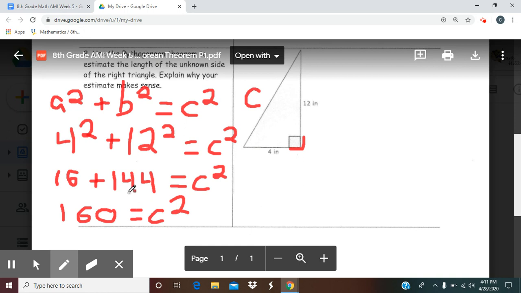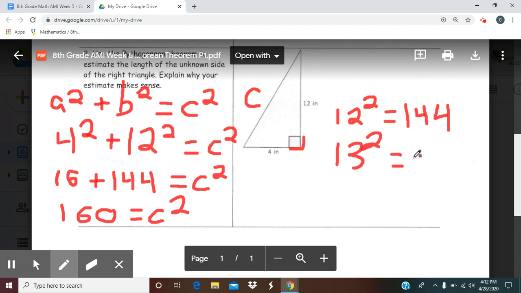So I know that 144 is 12 squared. We know that one. That one's pretty easy. And in case you can't remember from the last problem, 13 squared is 169. So if you look, 160 is going to be in between these two perfect squares, 144 and 169. So we can say that c is between 12 and 13.